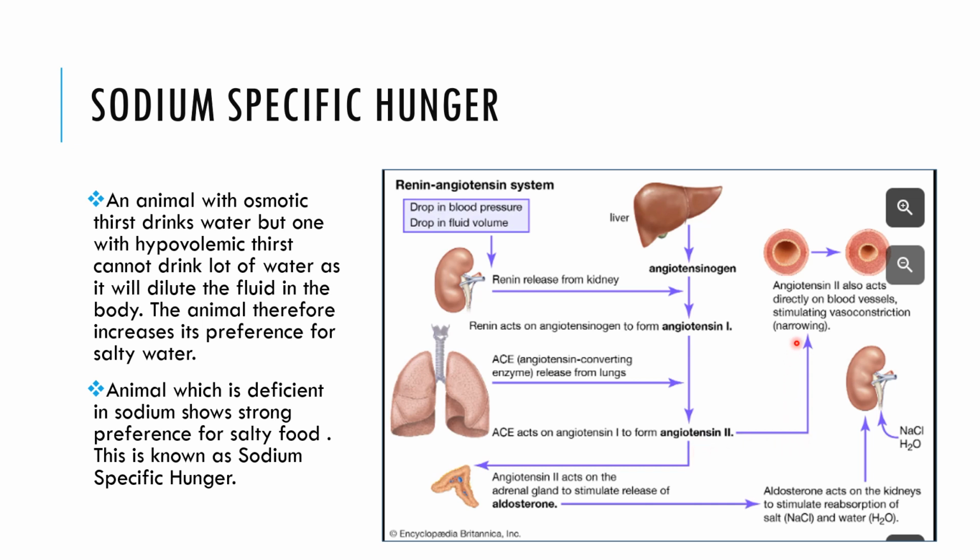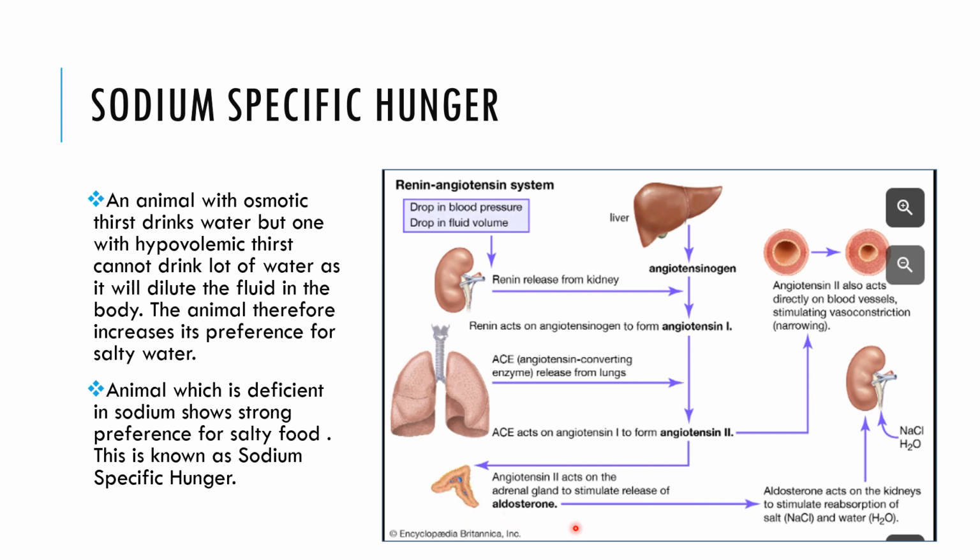Now this angiotensin 2 goes, and if the wall of the blood vessel is normal and blood pressure is low, this angiotensin 2 helps to constrict the wall and makes it narrow here, thus increasing the blood pressure. And also angiotensin 2 acts on the adrenal gland and stimulates the release of aldosterone. So this is the cap like structure which is present over the kidney.